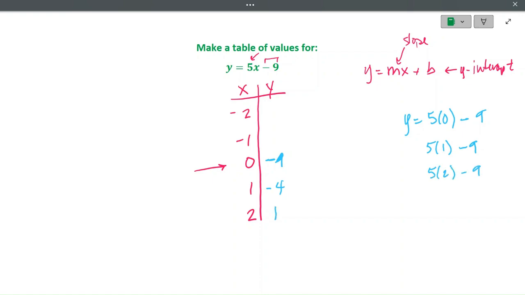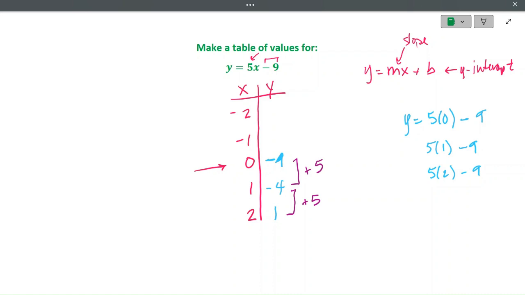What makes this unique about a linear function is you can tell I'm going from -9 to -4. I am increasing because I'm getting closer to 0. So I'm growing by 5 here. I'm growing by 5 here. This is what makes a linear function.